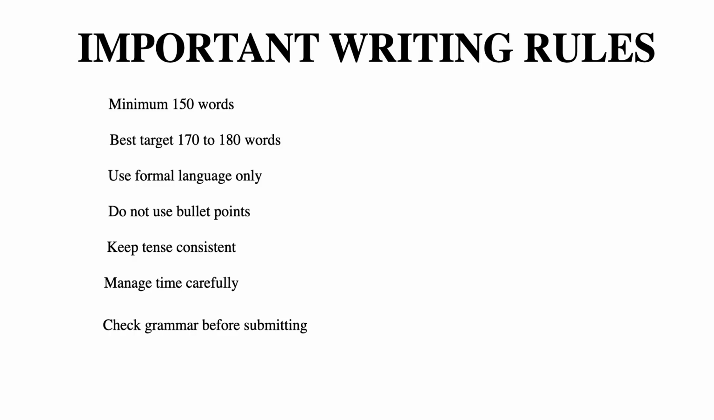The first rule is write at least 150 words. If your answer is below 150 words, the examiner can reduce your score immediately. Never go below the minimum word limit. Second rule is although 150 words is the minimum, your best target should be around 170 to 180 words. Why? Because this gives you enough space to describe important details properly without writing too much unnecessary information. So don't stop exactly at 150.